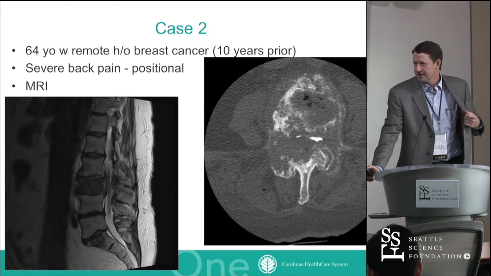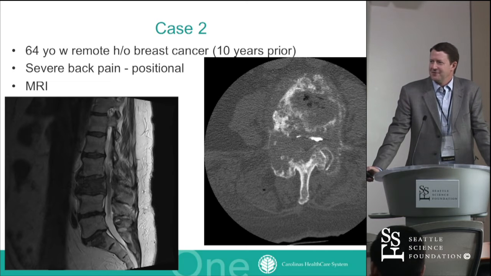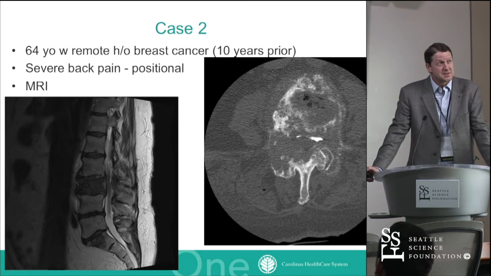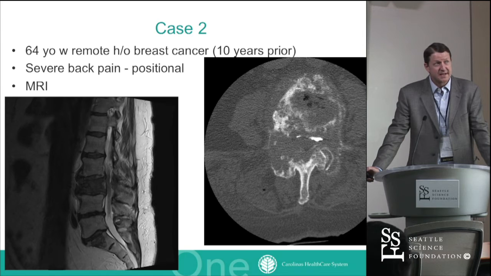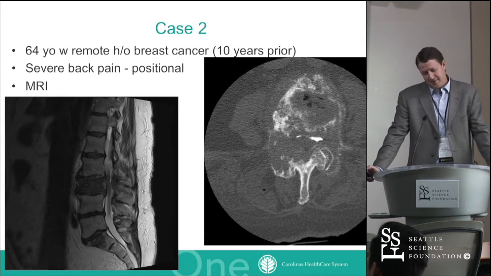So for the next case, maybe we'll ask Rod to give us some thoughts on this. This is a 64-year-old who had breast cancer 10 years prior, had some severe back pain, and after bugging their primary care doctor, finally talked him into an MRI for back pain. They figured, oh, your cancer was 10 years ago, we don't need to worry about that. And she gets an MRI, which is a little bit impressive, and this is her corresponding CT scan.